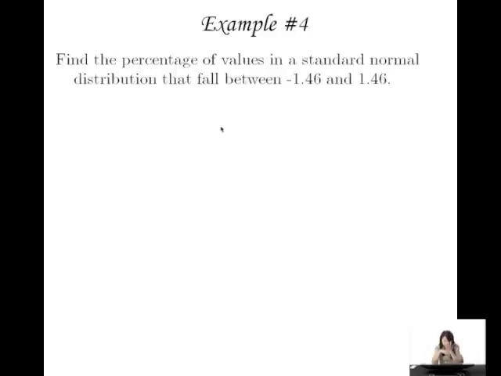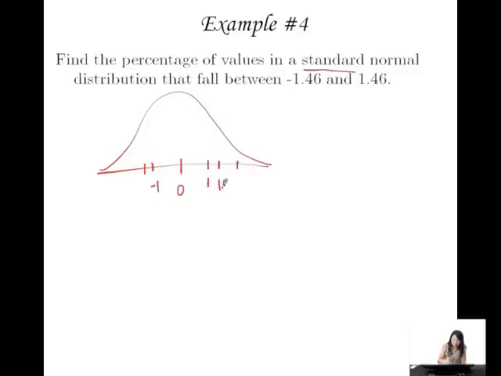Example 4. Find the percentage of values in a standard normal distribution that fall between negative 1.46 and positive 1.46. This would be nice if we sketched it out so that we know what to expect. Here's 0, and since this is a standard normal distribution, that's how I know it's 0. Here's maybe about 1. So here's maybe where 1.46 is, like a little less than half. Like here.